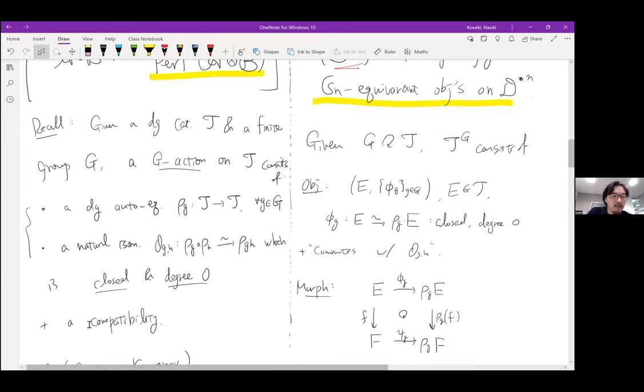I also require further compatibility of these natural isomorphisms, right? So it's basically kind of associativity. If you have three elements, maybe I can write it here. You have ρ_g, ρ_h, ρ_k, then there are two paths to reach ρ of ghk. First compose gh and ρ_k, and then compose. And the other is first compose h and k, and then compose with g. And the compatibility means this diagram is commutative. Right, so this is the notion of G action on a DG category.